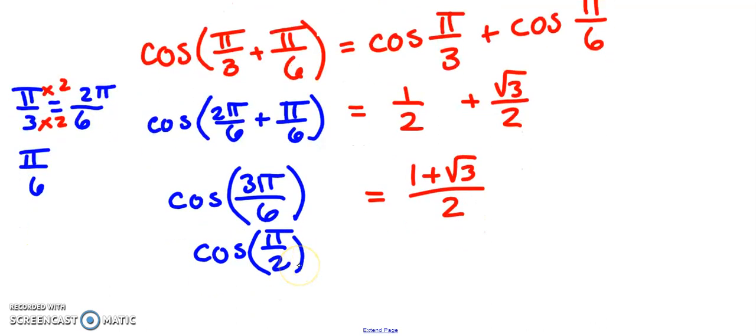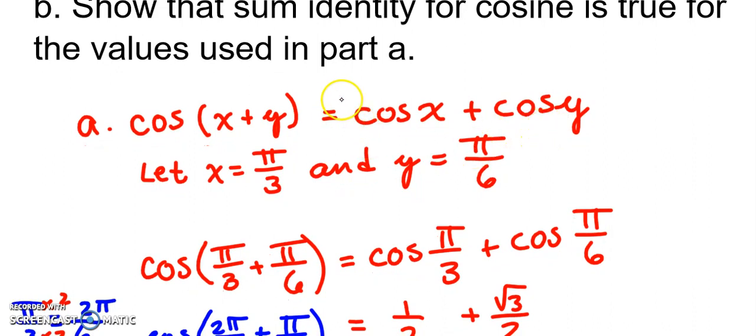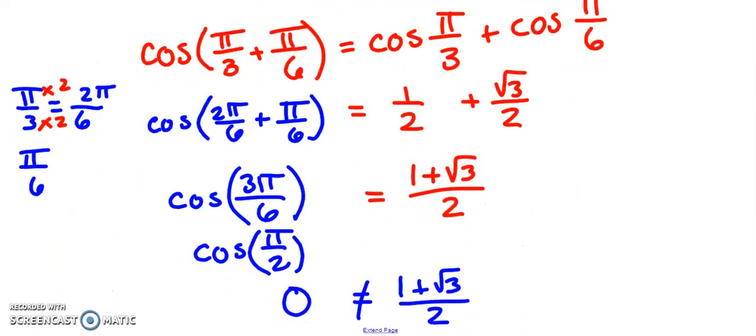All right, so then cosine of pi over 2 is what? 0. Right. So here, 0 does not equal 1 plus the square root of 3 over 2. So therefore, this is a counterexample that this is not true. It's not true, because we have a counterexample that shows it is not true for every value. And remember, if it's an identity, it works for every single value. All right, so that's part A. We verified that they were not true.